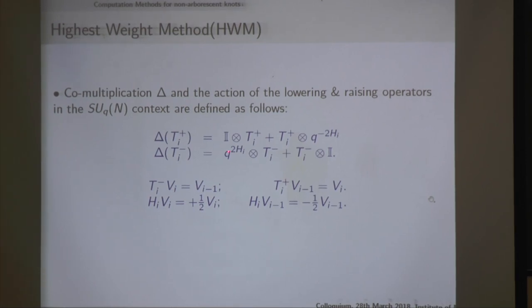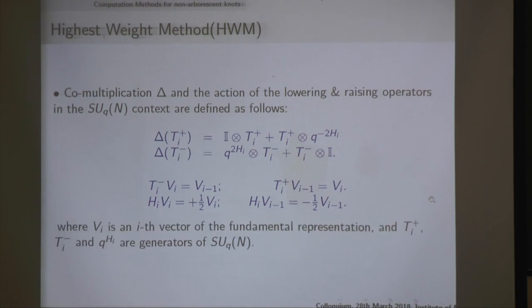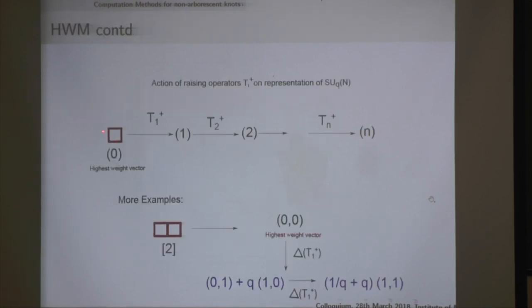The highest weight method essentially involves the raising and lowering operators and co-multiplication, which is defined here. If you take this to be the highest weight vector, you can lower it to the lower weights. For example, for the fundamental representation, you denote the highest weight vector by 0, and then you start doing T1, which will give you 1 and so on. If you start with two boxes, you call the highest weight vector 0, 0, and then you apply this co-multiplication operator, and we can start writing those highest weights.